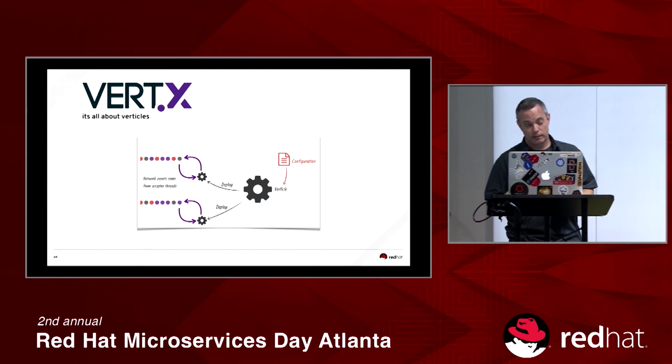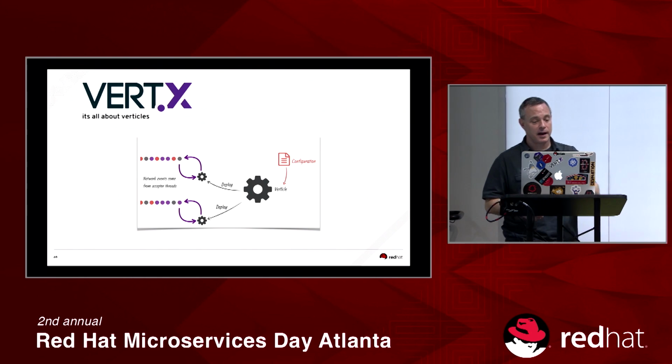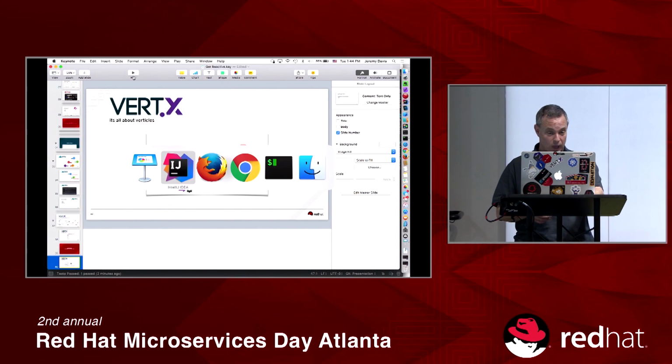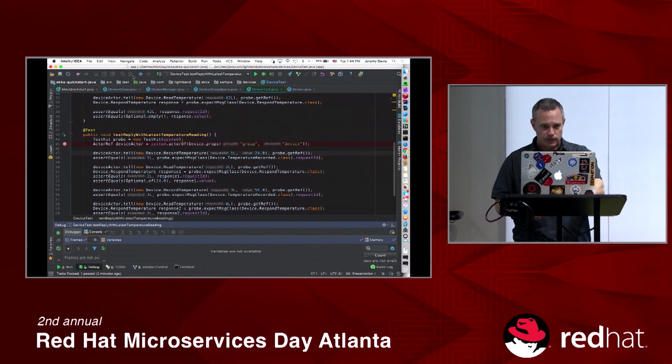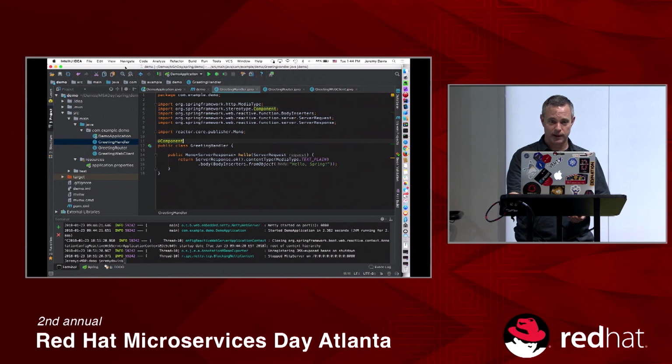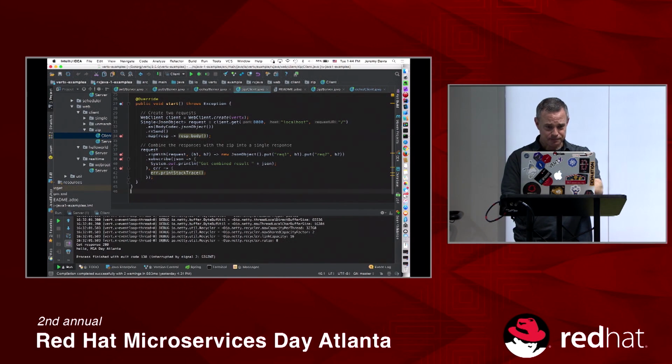Everything gets done, usually, in a Vertex project inside of verticals. And verticals are really small classes. You can see, let's move this one down too. I have a lot of windows of IntelliJ open. I'm wondering if I can possibly run out of memory in the middle of a presentation.